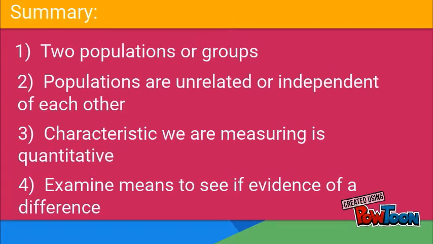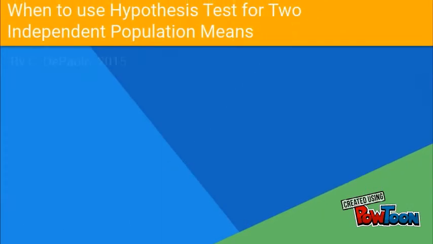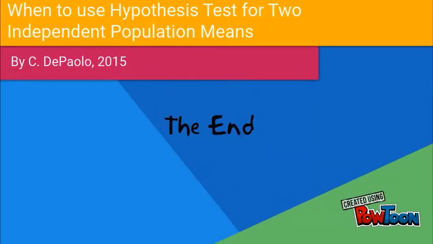And fourth, we are examining the mean or average of each population to see if there is evidence of a difference. When these four qualities are present, a hypothesis test for two independent population means is appropriate.